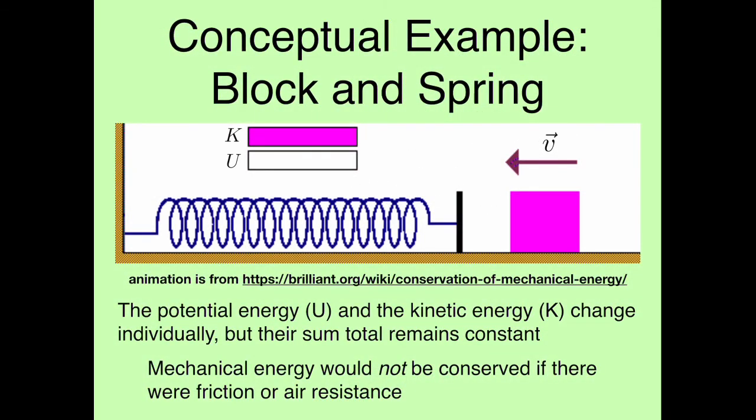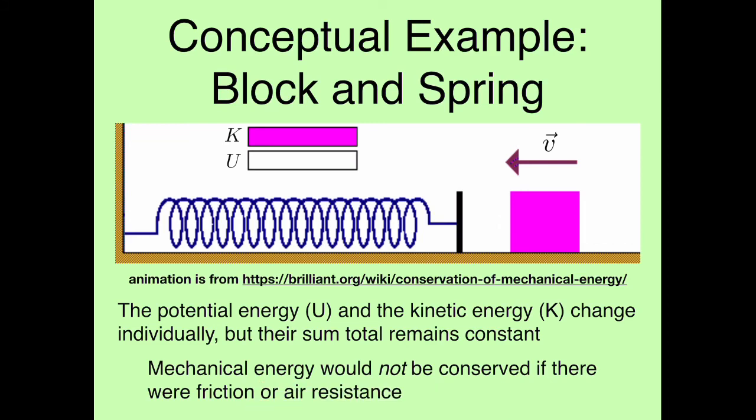Okay, so let's take a look at a conceptual example of conservation of mechanical energy. So what we have here is a block and a spring. Pretty simple system. The block is initially sliding to the left along a surface with no friction, and also let's assume there's no air resistance either. And then the block runs into a spring over here, it will initially compress the spring and move to the left, but it's going to slow down as that happens. Eventually it will come to a stop, and then it will be fired back out by the spring and go to the right.